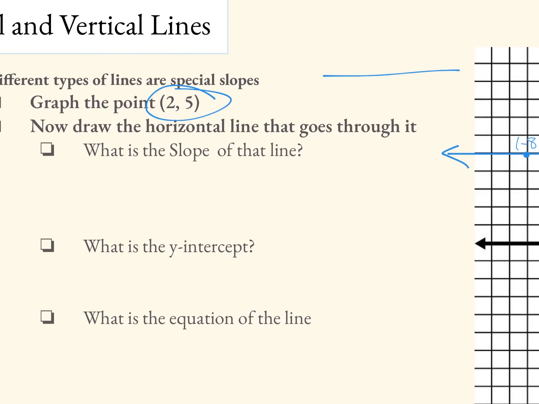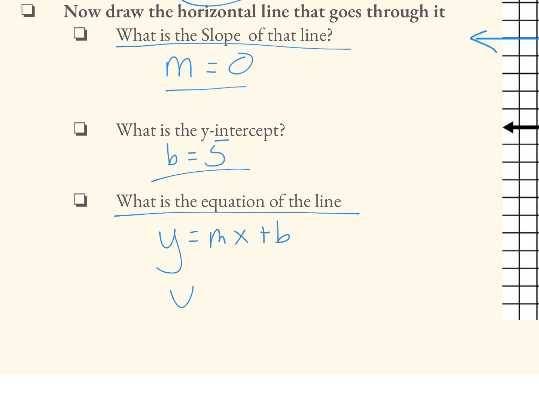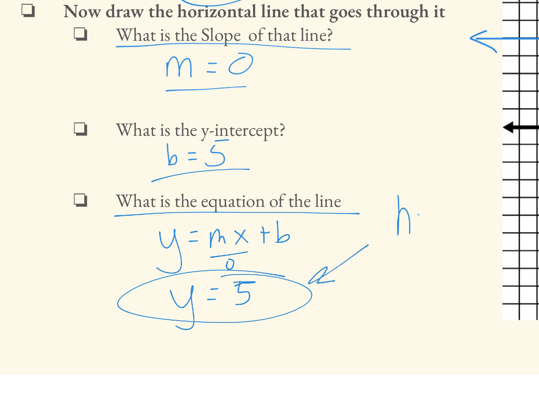So we can say that the slope of this line, it doesn't rise at all, so slope is 0. The y-intercept is 5, and so that gives me the equation of a line. So y equals mx plus b. If I replace m and b, this whole thing is just 0, so y equals 5. So anytime you have a horizontal line, and I would write this in, it's just y equals the y coordinate, the number of the y coordinate.